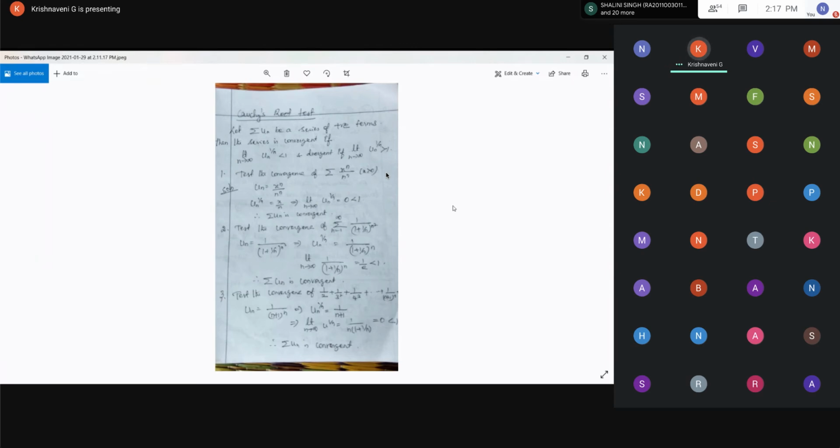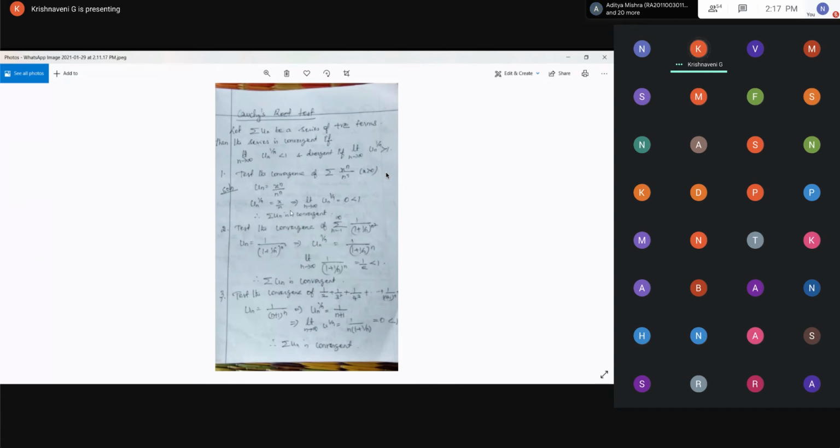Here x is greater than 0. He has given the nth term directly. We can take it as un equal to x power n by n power n. Then by Cauchy's root test, we have to find the value of un power 1 by n. Un power 1 by n means x power n by n power n whole power 1 by n. The n cancels out, and we are getting x by n. So un power 1 by n equal to x by n.